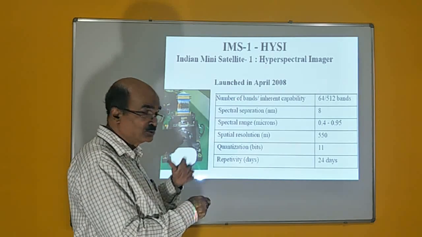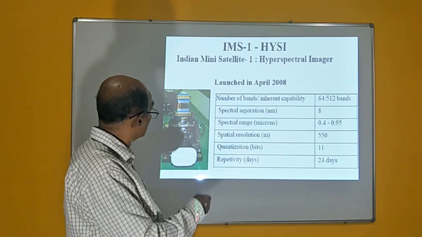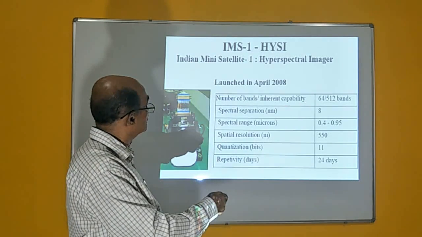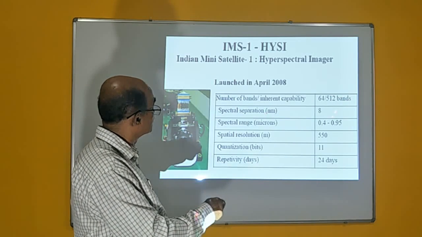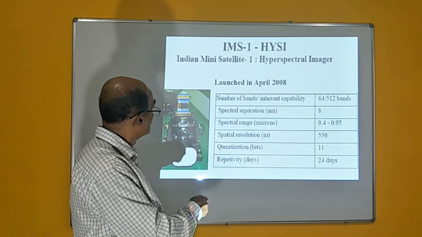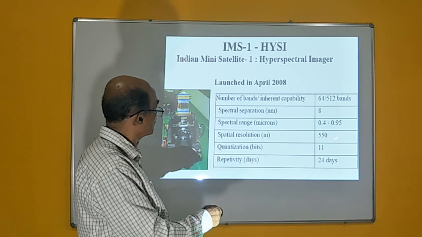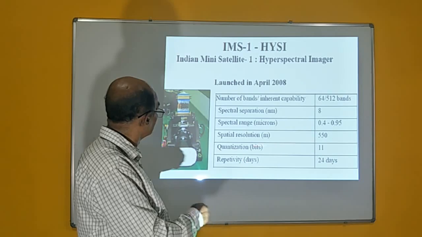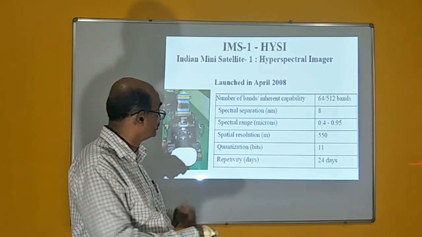See, we launched a few satellites with the spaceborne, so it is not airborne, spaceborne, and number of bands, see, 64 and 512 bands. Spectral separation was 8. Spectral range was 0.4 to 0.95 microns. Spatial resolution was, of course, a little bit coarser, 550. Quantization level, this is nothing but the radiometric resolution.